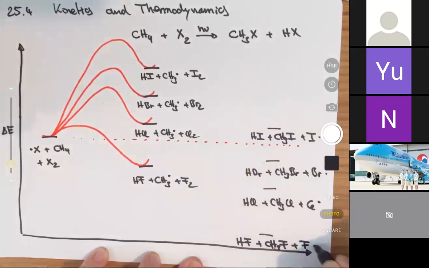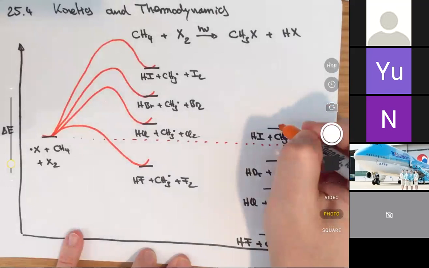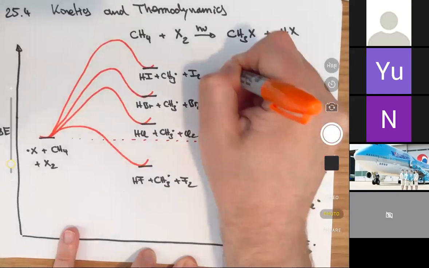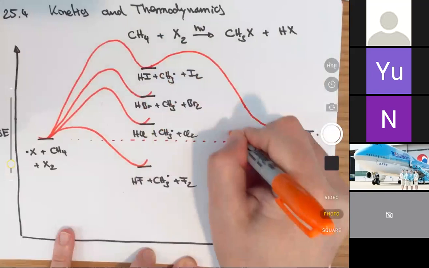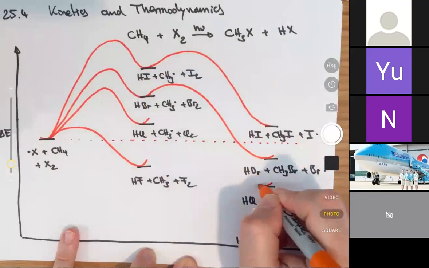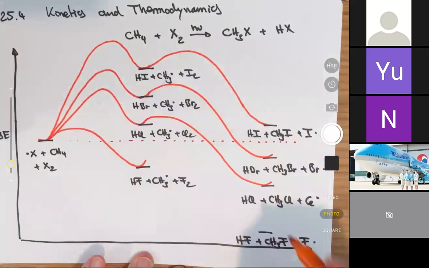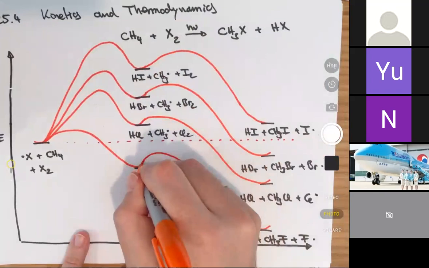And now again, we can draw the transition states that lead to these. So this one goes up here and it's lower than the first one. This one goes up here, again, it's lower than the first transition state. This way, and the last one here, pay attention that I don't go too high here, is again this activation barrier.